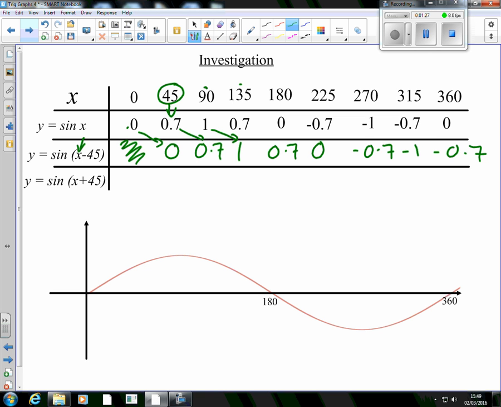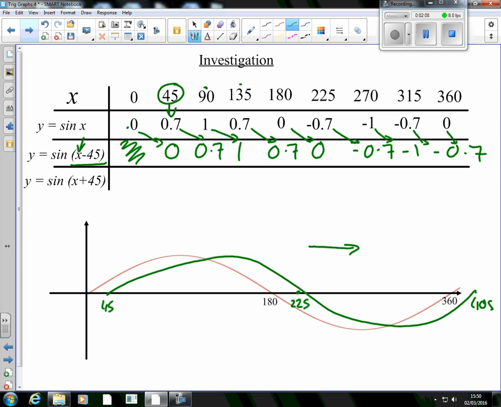So when we have x minus 45 inside the bracket with sine or cos, everything moves 45 degrees to the right. We're going to be looking for exactly the same shape. Instead of starting at 0, it's going to start at 45. Instead of going through 180, it's going to go through 225, and somewhere over at 405 is where it's going to end. We've got the same graph but moved 45 degrees to the right. So sine of x minus 45 moves right 45 degrees.